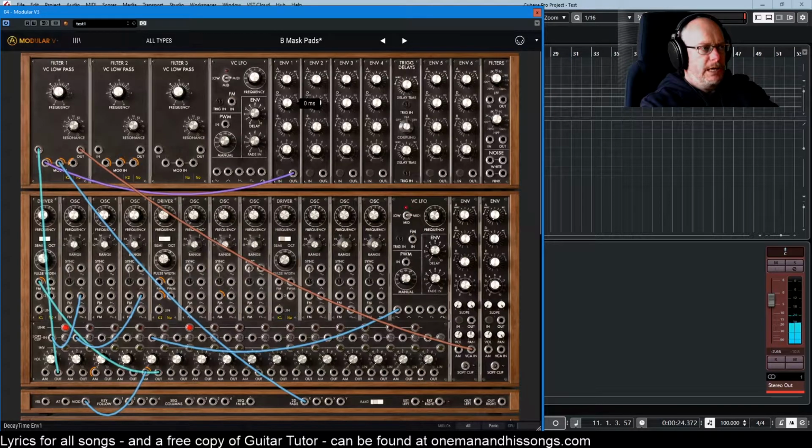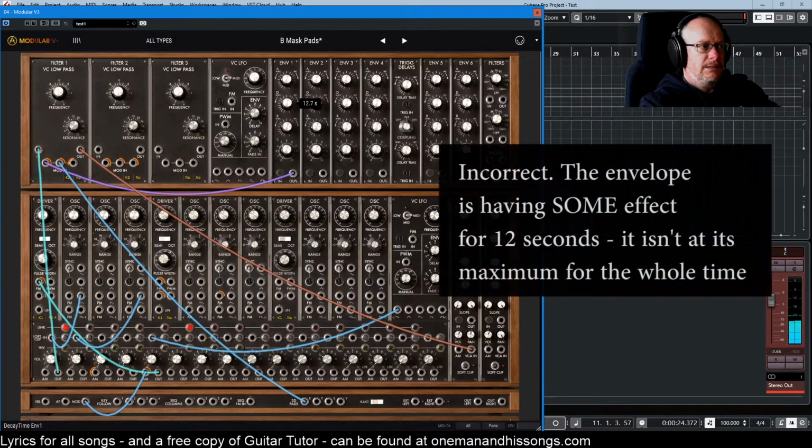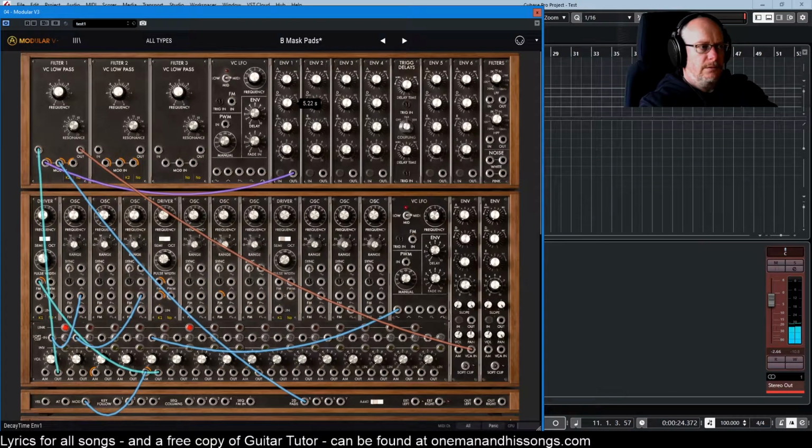So that's no decay. So what we're hearing is the sustain level, this. It's getting there straight away. Very long decay. It's a very bright sound. The envelope is at its maximum for 12 seconds. It slowly fades away, back down to the sustain level. 1, 2, 3, 4, and then we're back to the sustain level.